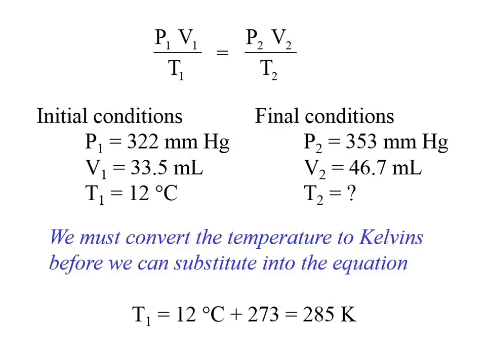Now, do you guys buy this? Since we aren't using R, and I'll show you how this is going to work, since we're not using the liters atmospheres per mole Kelvin, we can leave our pressures as millimeters of mercury. We don't have to convert to atmospheres. We can leave our milliliters as milliliters. We don't have to convert to liters. And that's exactly what we're going to do. But we got to fix our temperature.